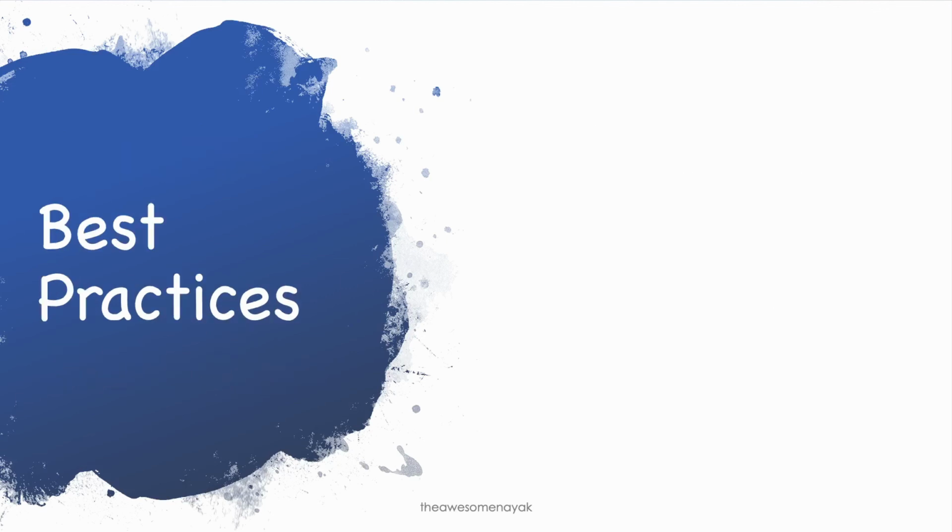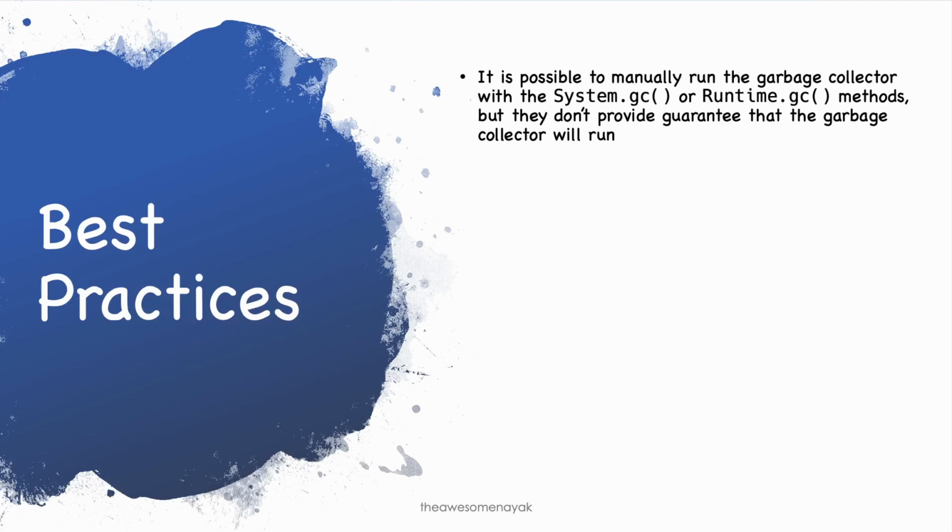Let's talk about some of the best practices you should keep in mind while dealing with garbage collection in Java. Besides the basic mechanisms of garbage collection, one of the most important points to understand about garbage collection in Java is that it is non-deterministic, and there is no way to predict when garbage collection will occur at runtime. It is possible to include a hint in the code to run the garbage collector with System.gc or Runtime.gc methods, but they provide no guarantee that the garbage collector will actually run.